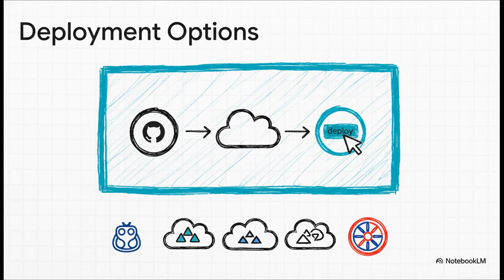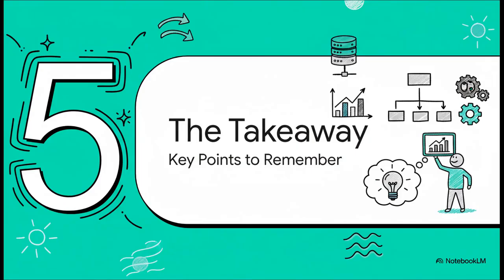You can use Docker, you can deploy to any of the big cloud providers like AWS or Google Cloud. You can even go with Kubernetes if you need to. But honestly, for most of us, the best option by far is the Streamlit Community Cloud. Why? Because it's completely free and deploying is as simple as connecting your GitHub account and clicking a button. It's amazing.